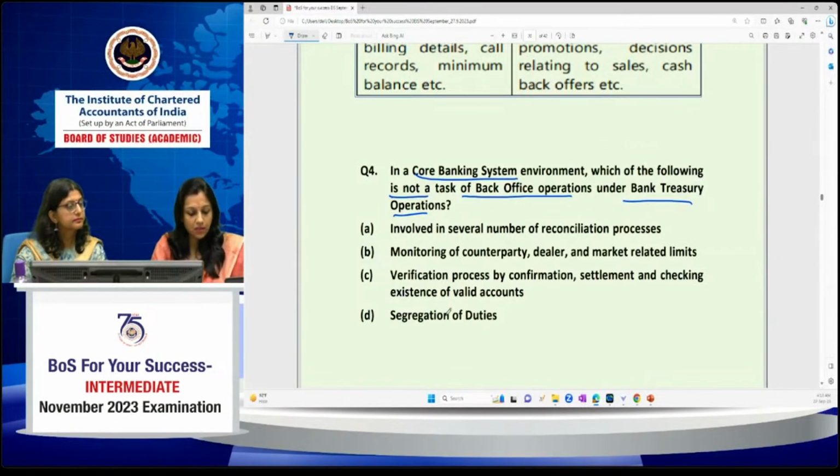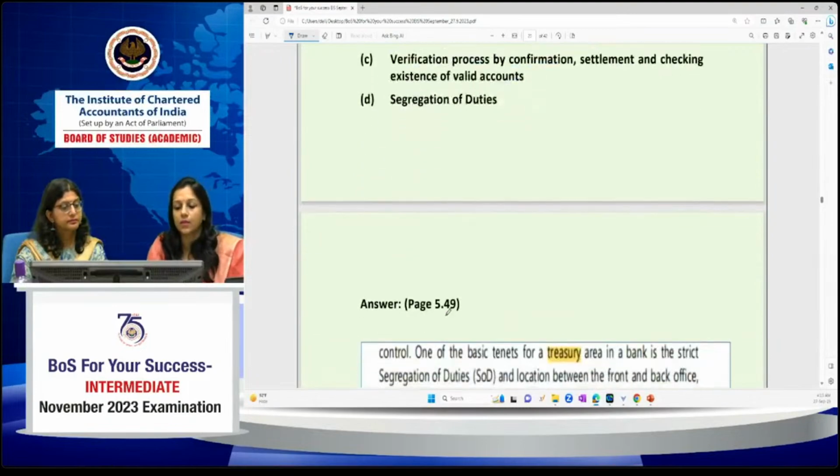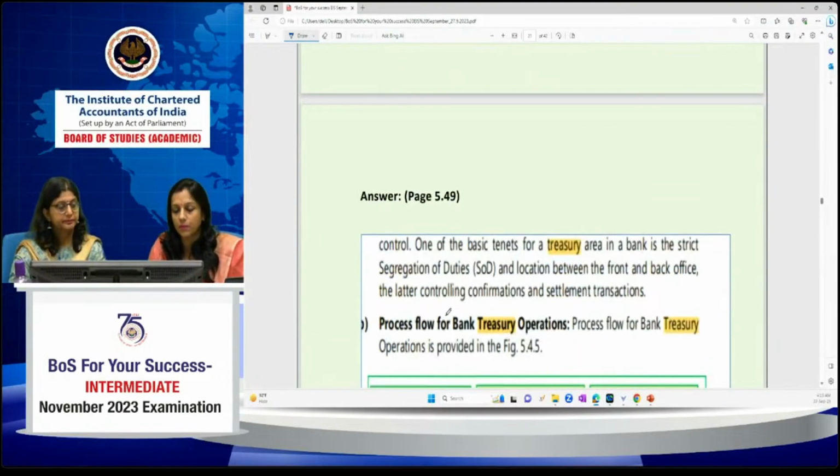Akash has given the answer C and Panima has given the answer A. Okay. Let's see what the answer is. The answer is from page number 5.49.